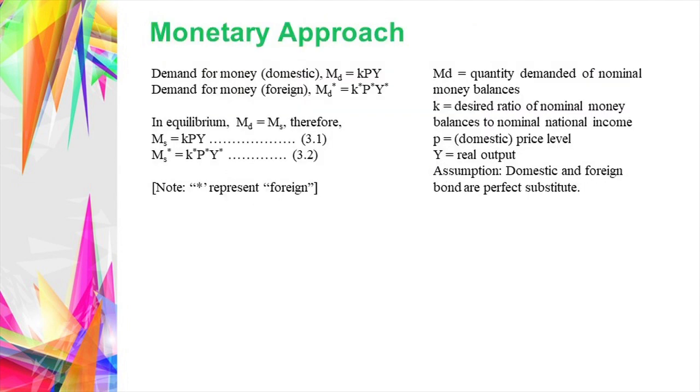Monetary approach. Demand for money can be formulated as MD equals K multiplied by P multiplied by Y. We use asterisk to represent foreign, and no asterisk means domestic. MD equals quantity demanded of nominal money balances. K equals desired ratio of nominal money balances to nominal national income. P equals price level. Y equals real output. The assumption used is that domestic and foreign bonds are perfect substitutes.